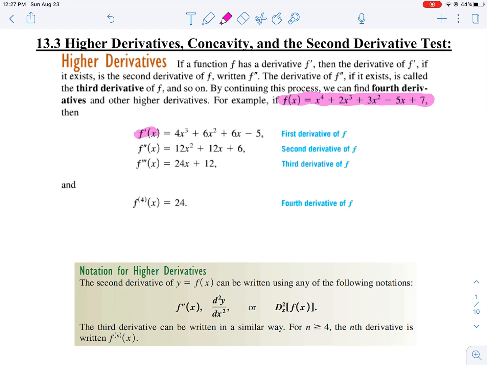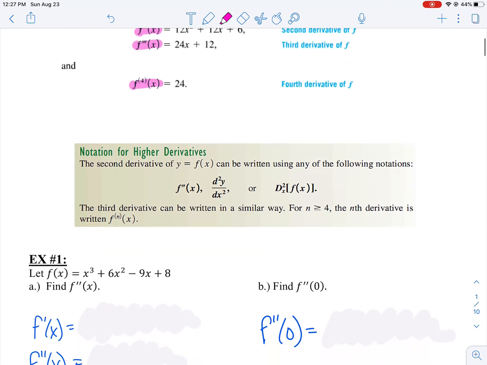But what if I wanted to take the derivative of that function, the second derivative? Well, the second derivative then would be 12x squared plus 12x plus 6. I can even find the third derivative, 24x plus 12. I can even find the fourth derivative, 24. I can even find the fifth derivative. What would the fifth derivative be? 0, right? And so I can continue to find derivatives over and over again until I need to stop or they ask me to stop.